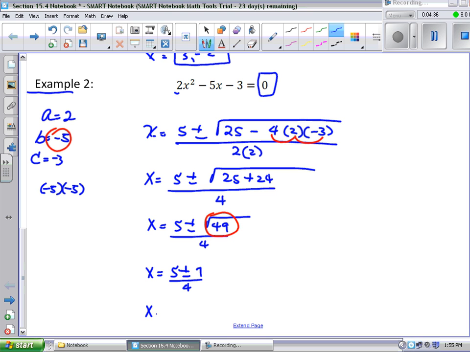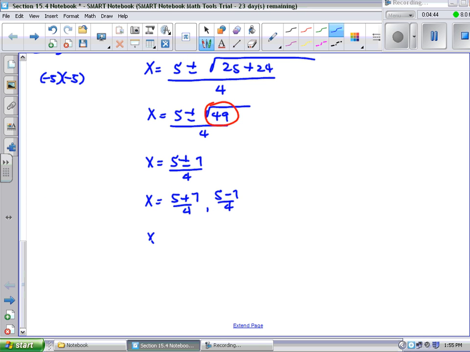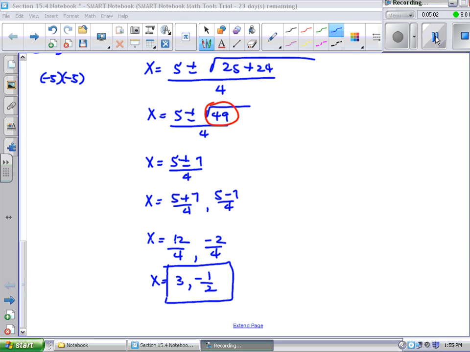So now we have x is equal to 5 plus 7 over 4, and 5 minus 7 over 4. So we have x is equal to 12 over 4, and positive 5 and negative 7 would be negative 2 over 4. So we have x is equal to 3 and x is equal to negative 1/2. Now the answers will be typed into the computer as 3 comma negative 1/2.